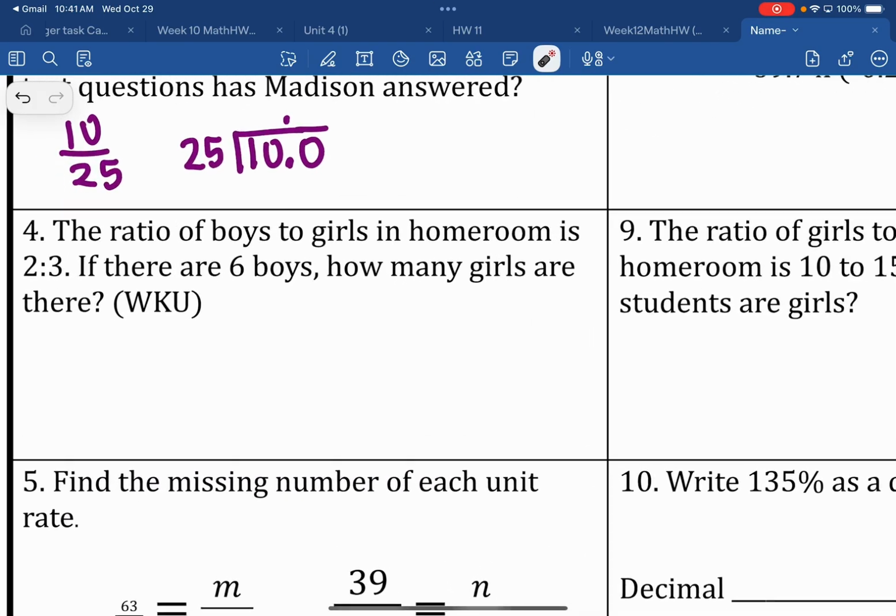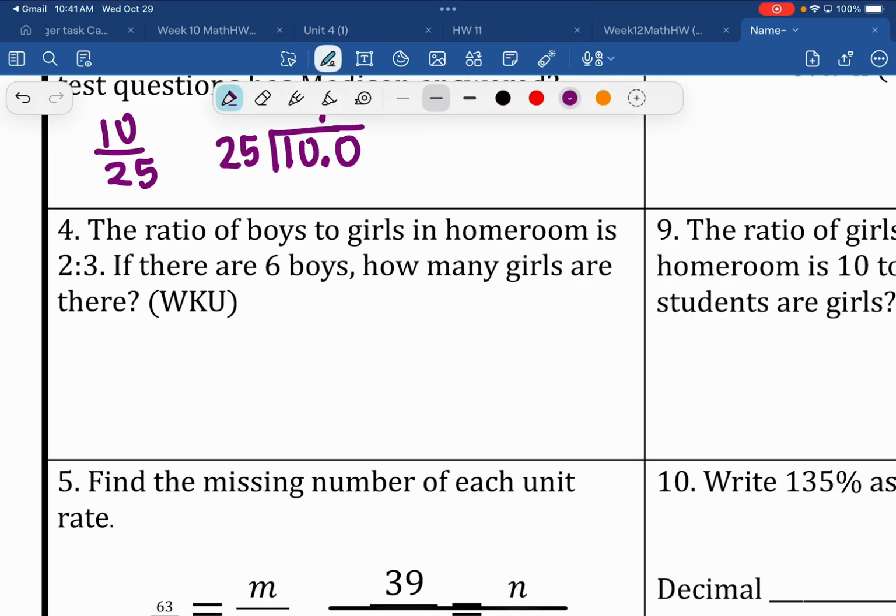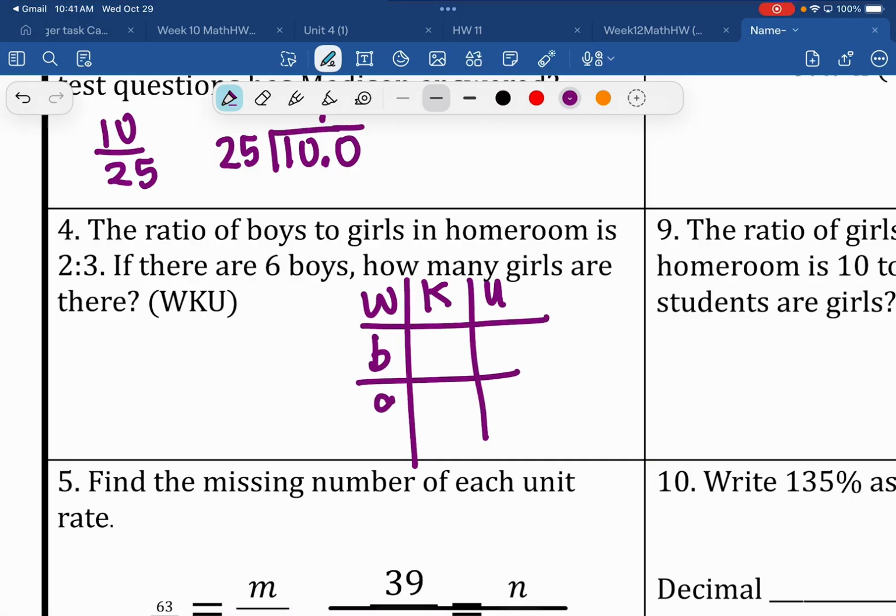Number 4. The ratio of boys to girls in homeroom is 2 to 3. If there are 6 boys, how many girls are there? Do a WKU. So we have our W. Friends, you're writing these down as I write them down. K, U. And that is boys to girls is 2 to 3. If there are 6 boys, then we want to know how many girls is that.